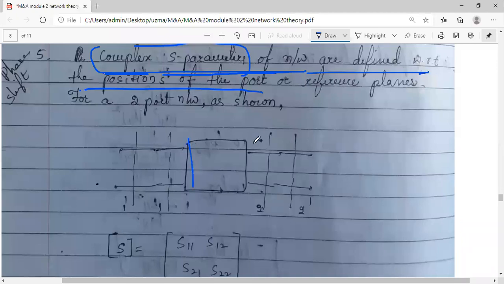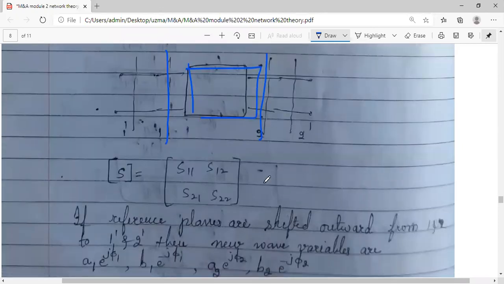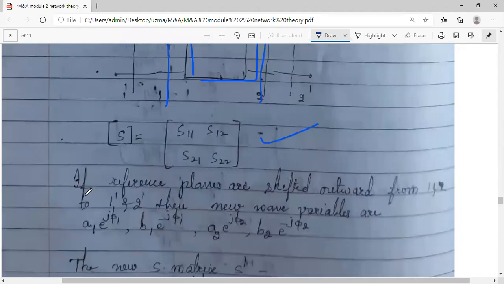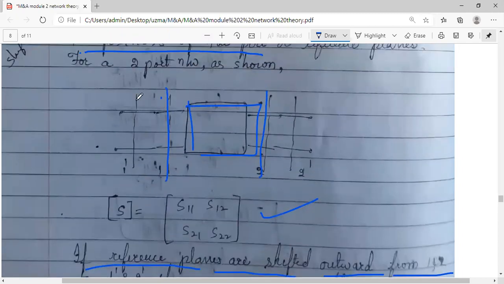If this is your two port network, this 1 and 2 are your reference planes, two ports. This is your S matrix, which is, you know how to get this, yes, S11, S12, S21, S22. Okay, if the reference planes are shifted outward from 1 and 2 to 1 dash and 2 dash, the position is now shifted.